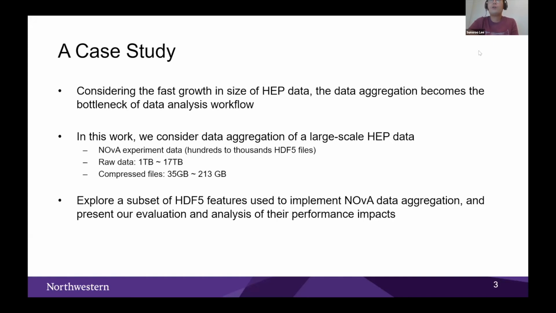The total raw data size is on the order of terabytes, and the compressed files take up 35 gigs to 213 gigs, quite a large amount of data. We will explore a large number of HDF5 features and how to better use them to aggregate the NOVA data on HPC systems.